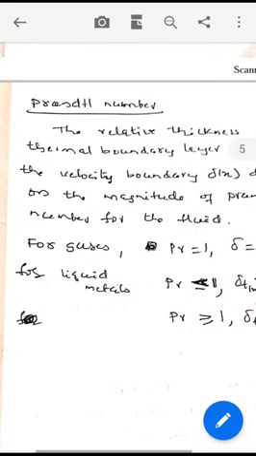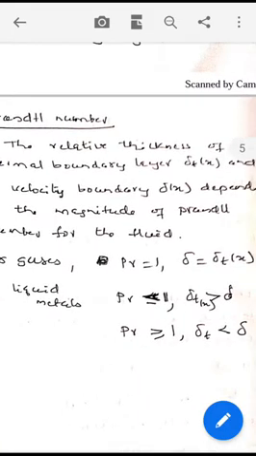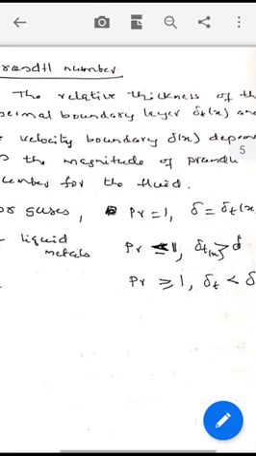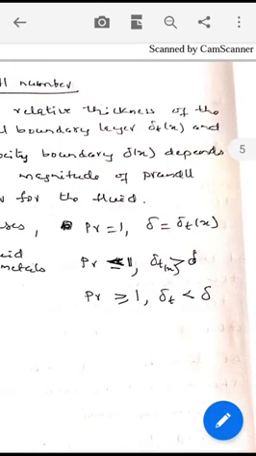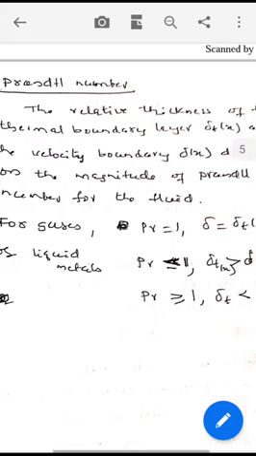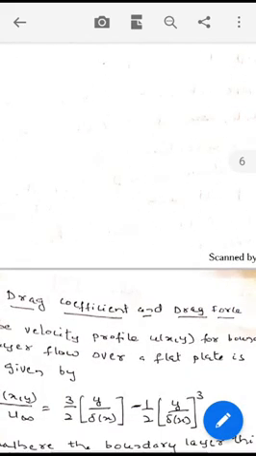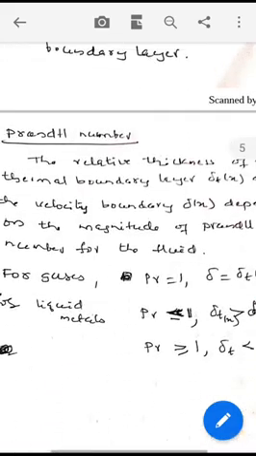For liquid metals, Prandtl number is less than or equal to 1. Therefore, thermal boundary layer thickness is greater than velocity boundary layer thickness. For fluids having Prandtl number greater than or equal to 1, thermal boundary layer thickness is less than velocity boundary layer thickness. This is all about the boundary layers. So we will continue in the next class.